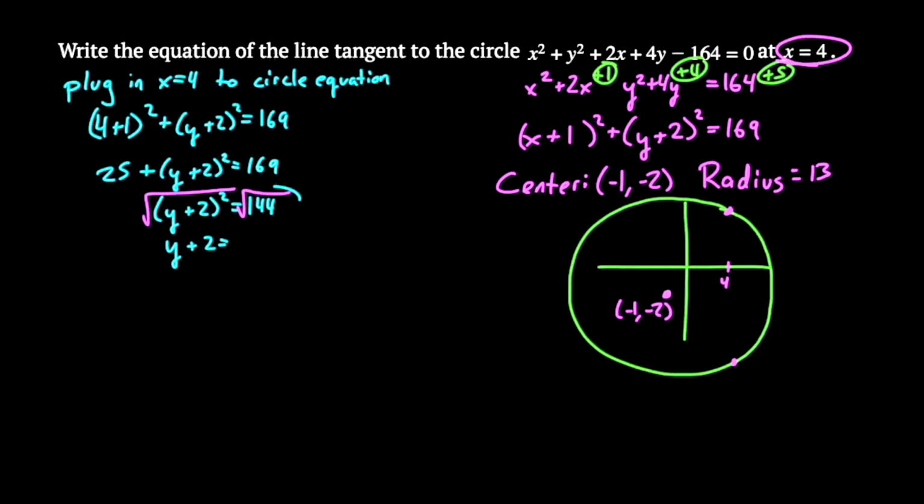okay, and now here you got to be careful. When you take the square root, you get two answers. You get plus or minus, in this case 12. And that's why we have 2 spots on the circle where x equals 4.